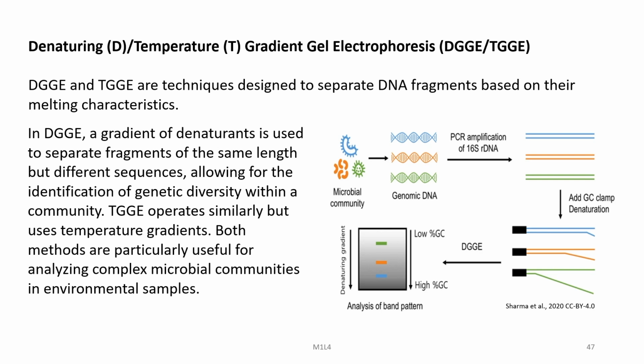And finally, let us discuss denaturing gradient gel electrophoresis, DGGE, and temperature gradient gel electrophoresis, TGGE. These techniques are designed to separate DNA fragments based on their melting characteristics. In DGGE, a gradient of denaturant is used to separate fragments of the same length but different sequences, allowing for the identification of genetic diversity within a community. TGGE operates similarly but uses temperature gradients. These methods are particularly useful for analyzing complex microbial communities in environmental samples.